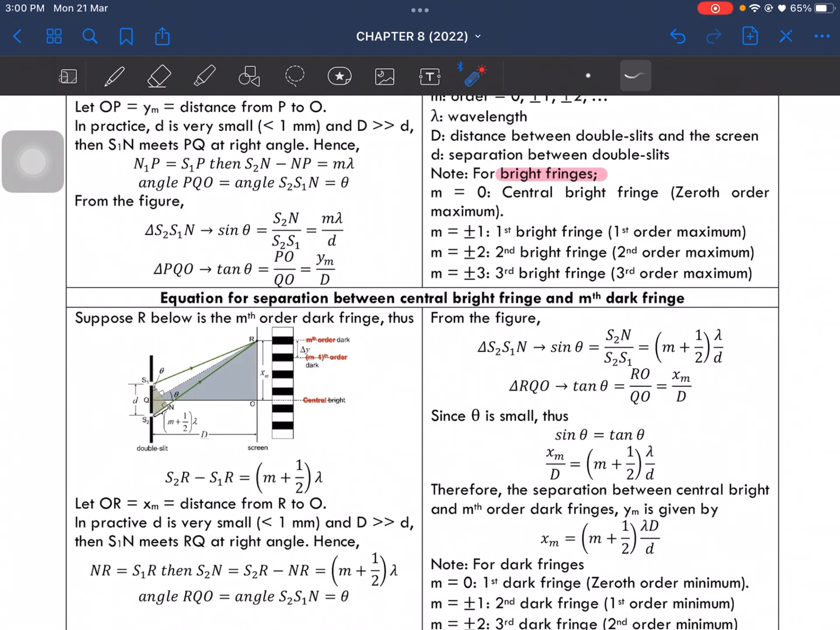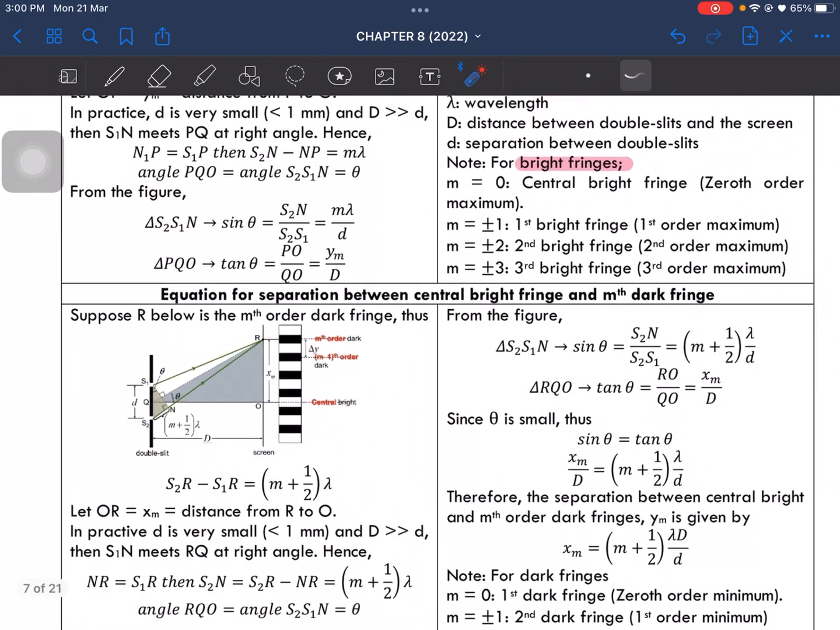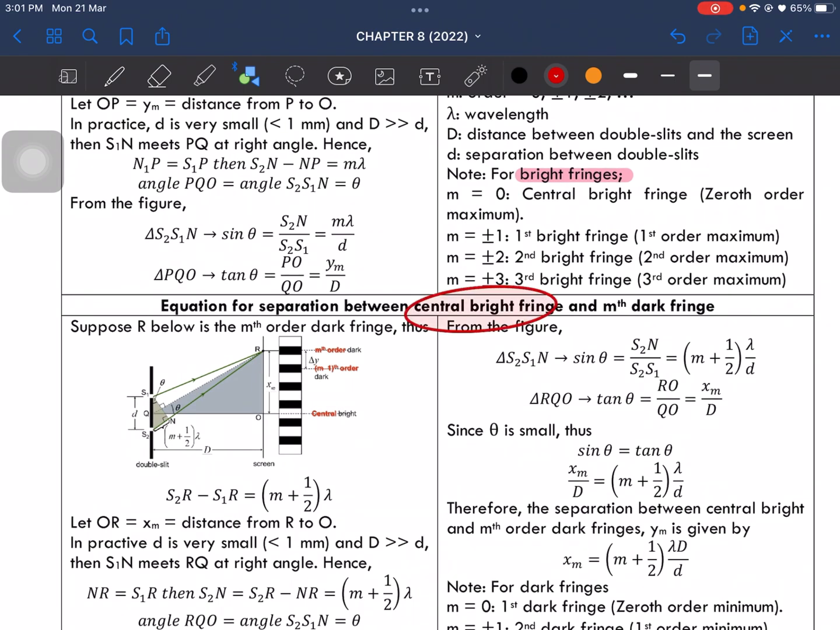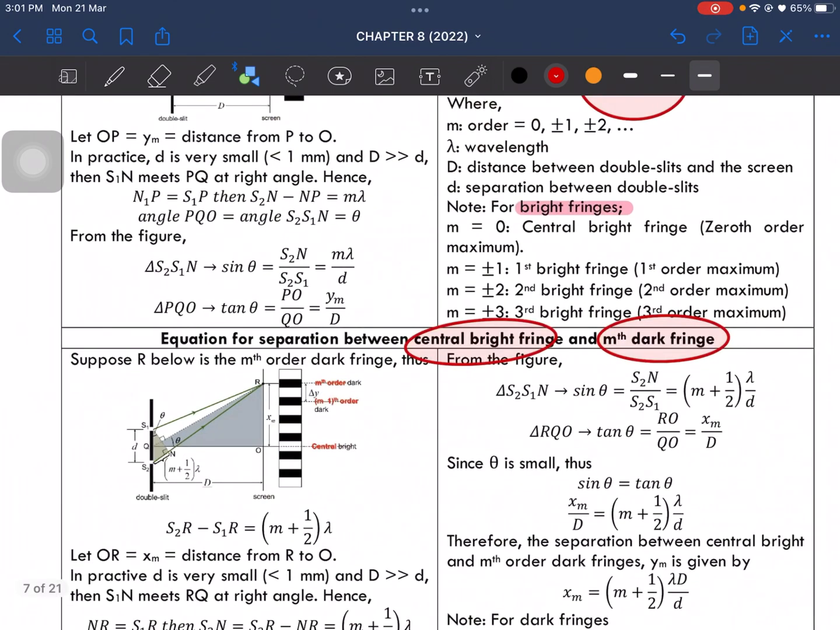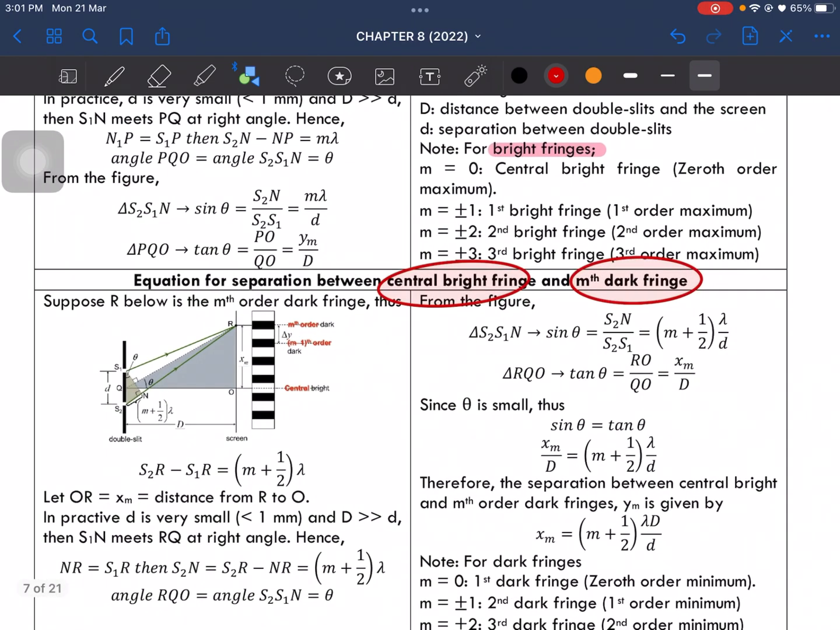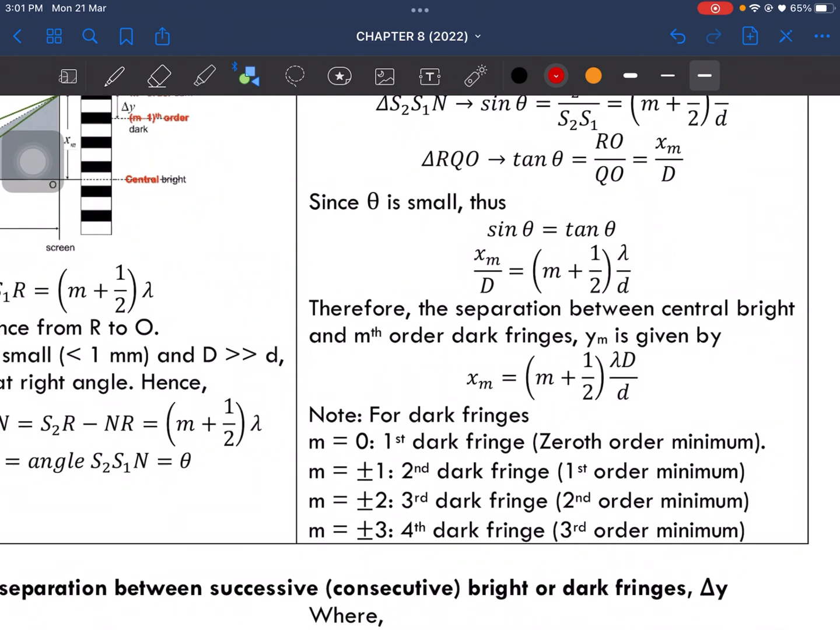Now this is the equation for the separation between the central bright fringe and a dark fringe. Just now we found it for the central bright fringe and a bright fringe. Now it is central bright and dark. The equation is this one. For the dark fringe we will use x. I think I wrote this one wrongly. This should be x_m because we are looking for the dark fringe.